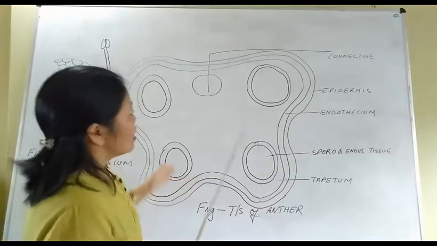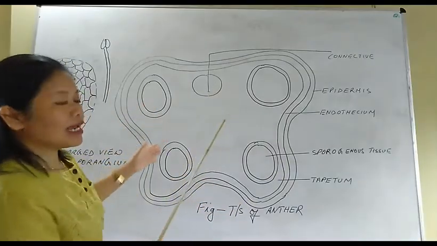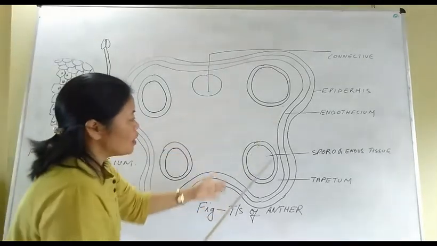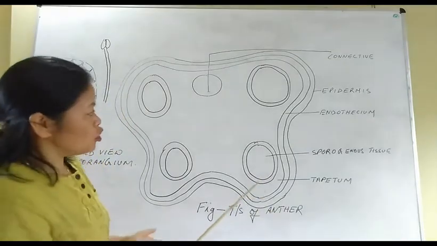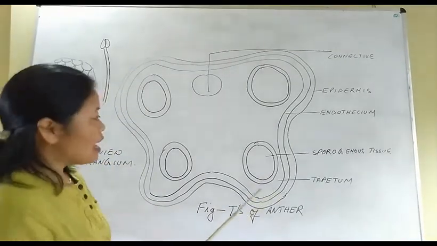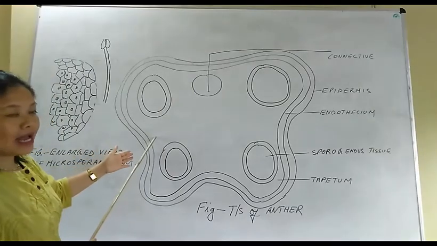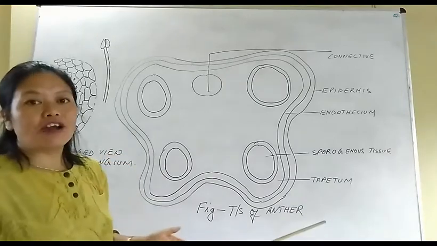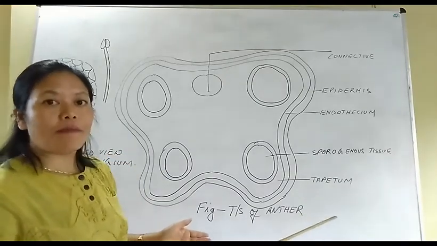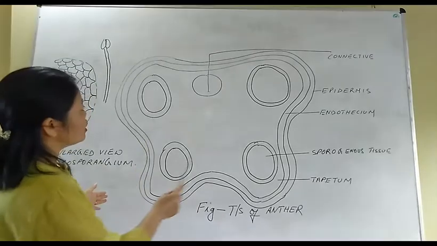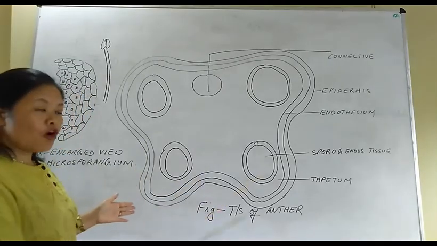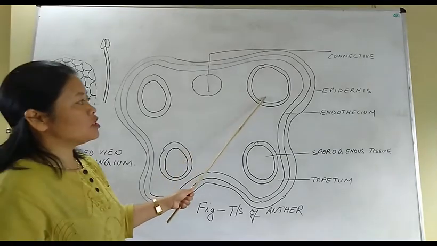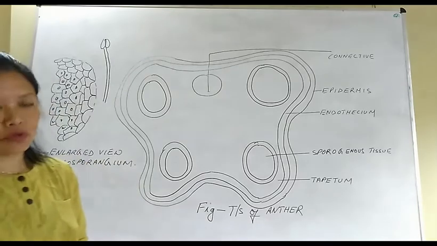So what I said, each anther is bilobed, two lobes are there. In each lobe you will find two pollen sacs or microsporangia, and in another lobe you will find another two sacs or microsporangia. So altogether there are four pollen sacs or microsporangia. So this is 1, 2, 3, 4. Four pollen sacs or microsporangia, and it is from these microsporangia that pollen grains are produced.